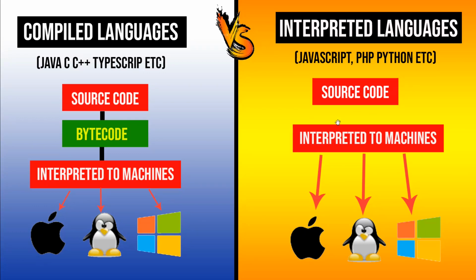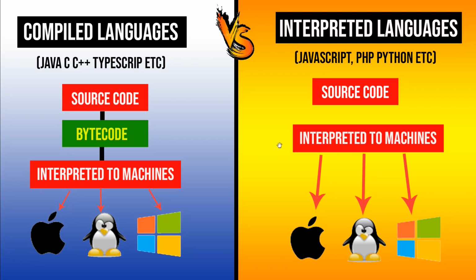In case of interpreted languages, there is no concept of bytecode. That means the source code itself is read by the interpreter, not compiler actually, the interpreter, and that one is directly interpreted to the target machine. So that is the main difference. You can see there are three steps in this. The first one is source code, then bytecode is generated, and then it is converted to machine language. But in the other case you can see there is source code, and directly that source code itself is interpreted to the machine language. So that is the main difference.